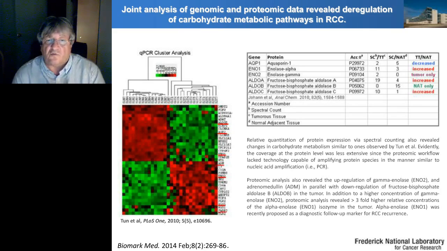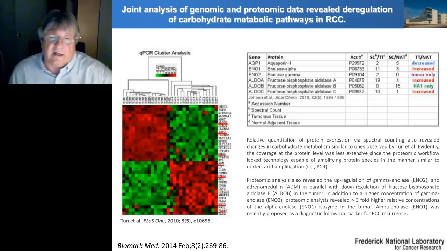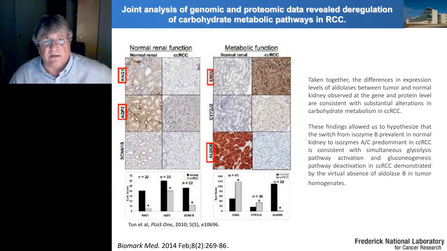We also saw, different from their study, upregulation of gamma amylase 2 and adenomedullin in parallel with downregulation of fructose bisphosphate aldolase. And these findings are something we can say go well with the genomic data, with the proteins that are highlighted here being identified in the proteomics. Obviously, a lot of gene products we didn't see just because of the dynamic range. But anyhow, we can say that we also see the dysregulation of carbohydrate metabolism in renal cell carcinoma.